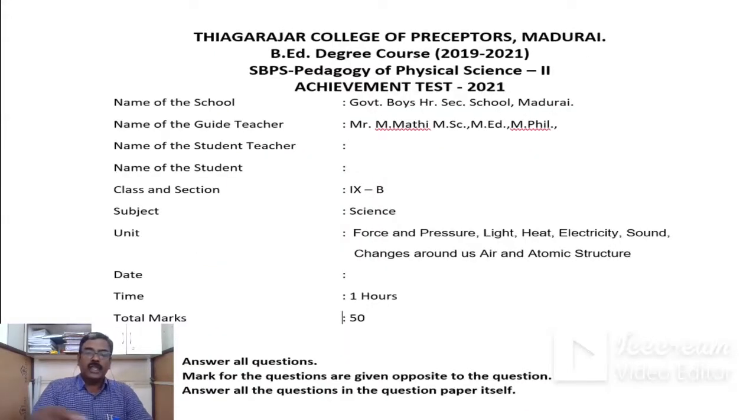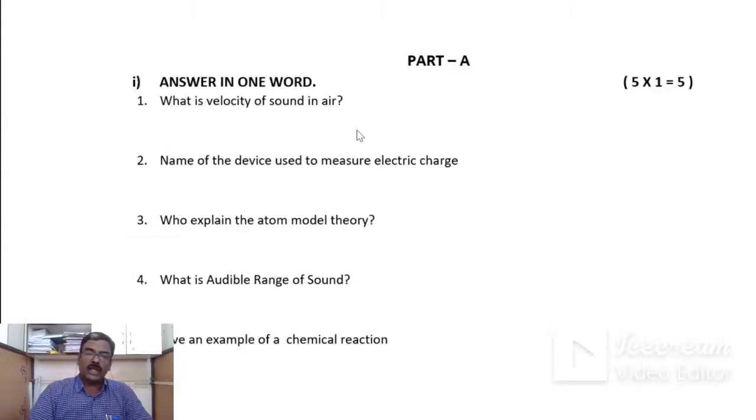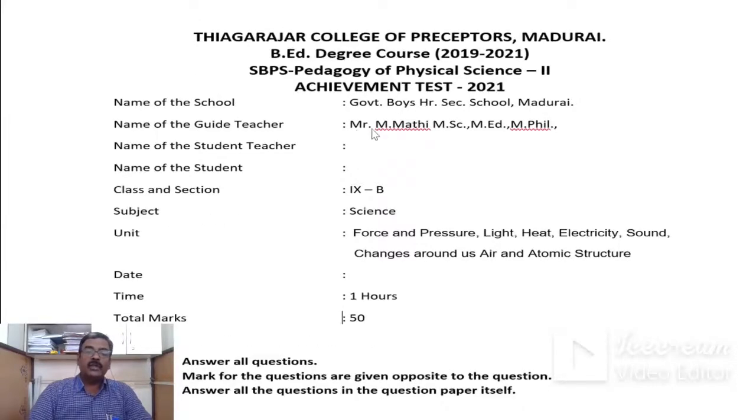Here I gave one model achievement test question paper. First is the name of the school: Government Boys High School. You must write the full address of the school. Then the name of the guide teacher. You should not write the name without any prefix. You should write whether Mr. or Mrs. or Doctor, just like that. Then you must write the name of the teacher. After the name, you must mention the degree also.